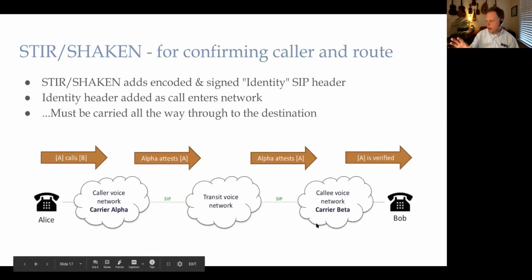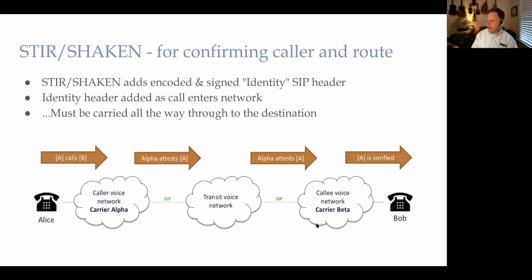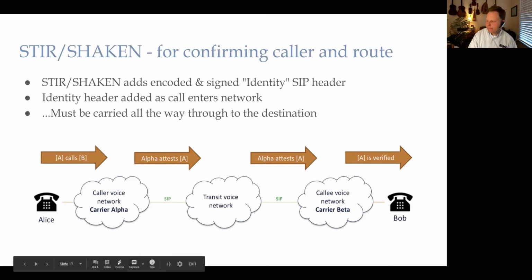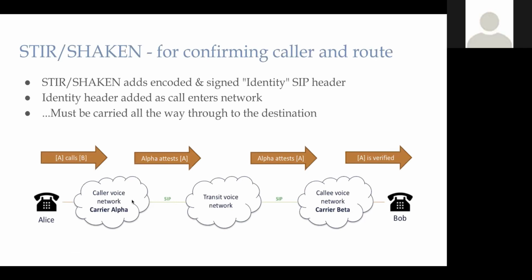So another angle, another way of explaining it and showing it here is to show the traffic as it passes through. So we're starting off with the original call. Alice is calling Bob here. It goes in through carrier Alpha. And then Alpha knows that Alice is allowed to use that telephone number, A. And so it adds the PASSporT to that.